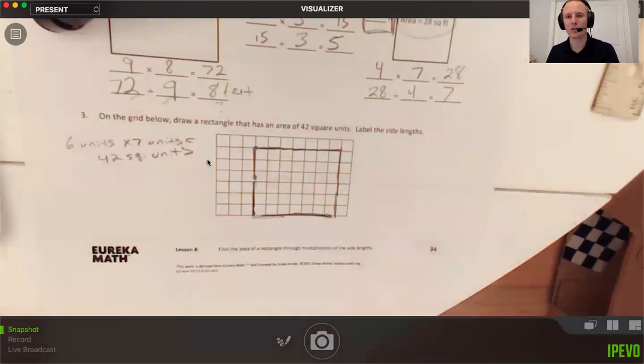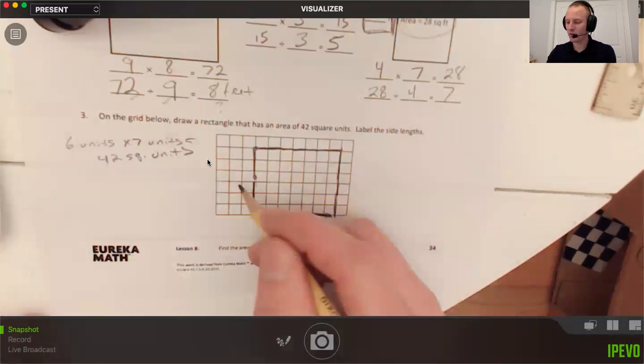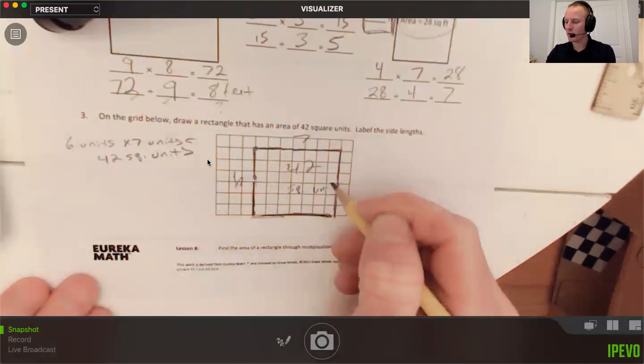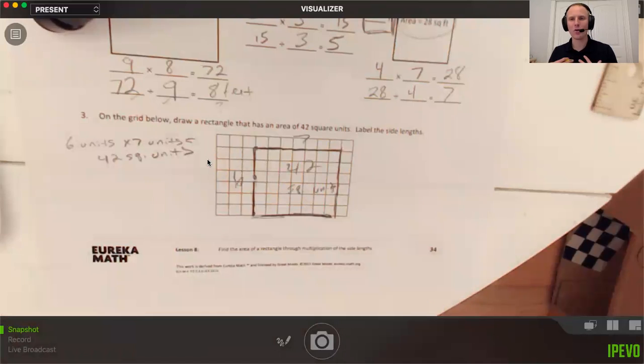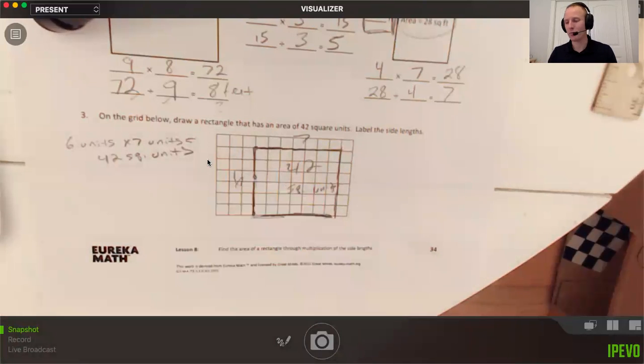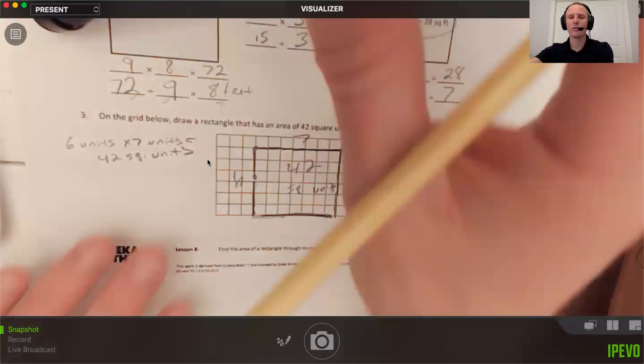That's good to have. That shows that you've checked your work. It shows that you understand why you picked the numbers you did. 6, 7, 42 square units. The more you show me of that, the more I know that you're really understanding this. It's not just that you took a lucky guess and got a correct answer, but you're truly understanding what it is that you're doing.